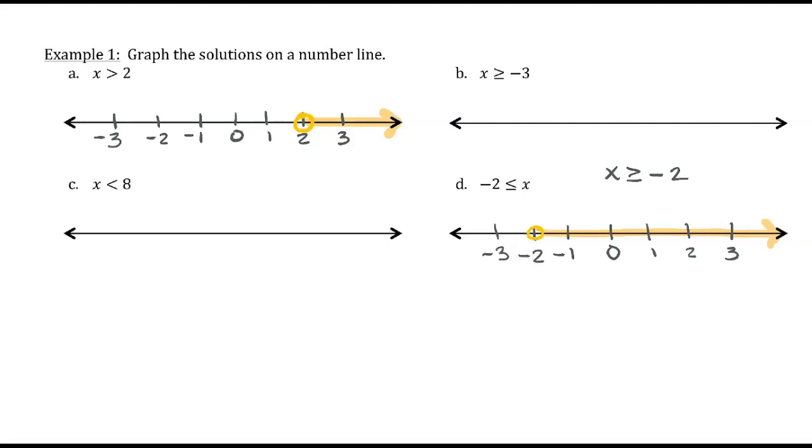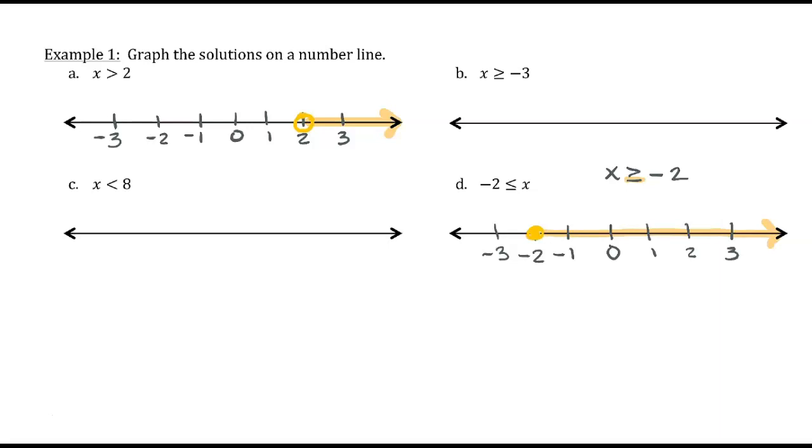We also want negative 2. This time, since we have this equals included, that means that x can be negative 2, so we will fill in the circle. Filling in the circle notates that negative 2 is part of the solution set along with the values to the right of negative 2.